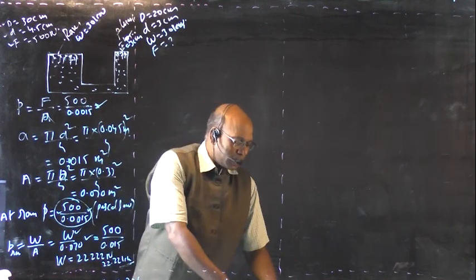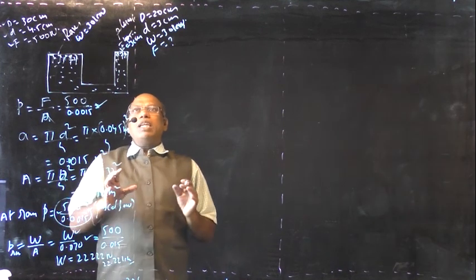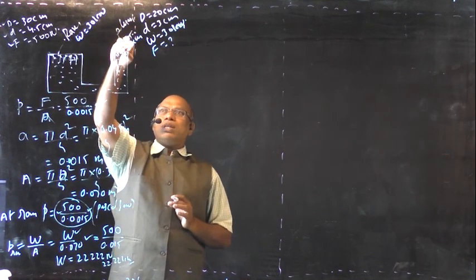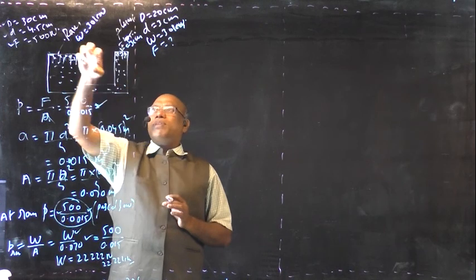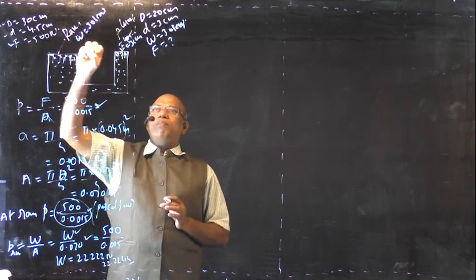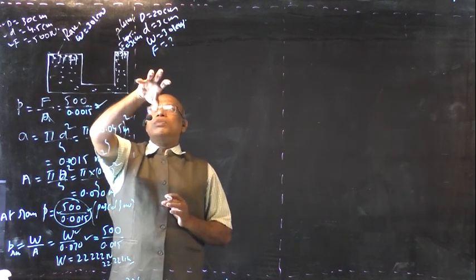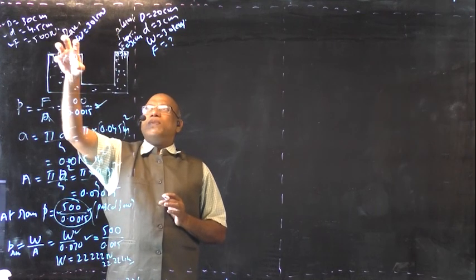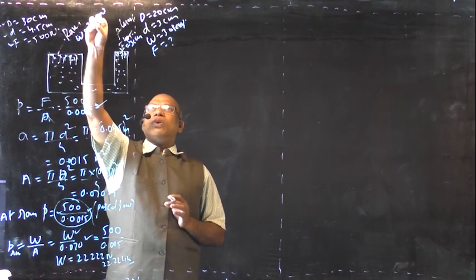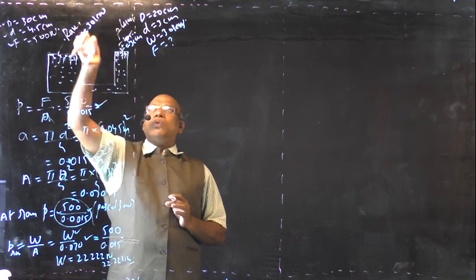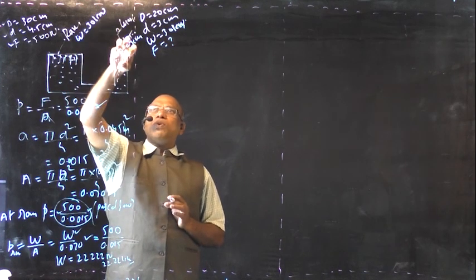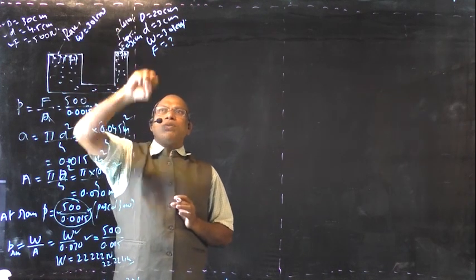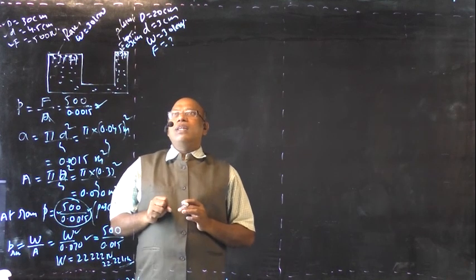This is the reverse direction. This is just like the earlier problem, but in the earlier problem they gave the force applied at the plunger, and we determined the weight lifted at the ram. But in this problem, the weight lifted at the ram is given, that is 30 kilonewtons. What is the force applied to lift this 30 kilonewtons weight? How much force is applied at the plunger? That we are going to determine here.